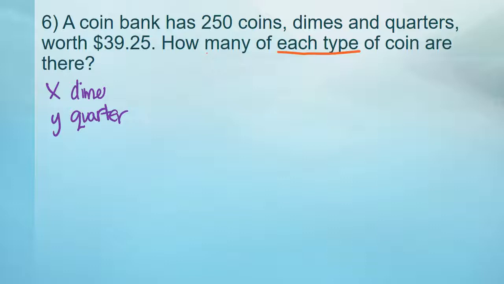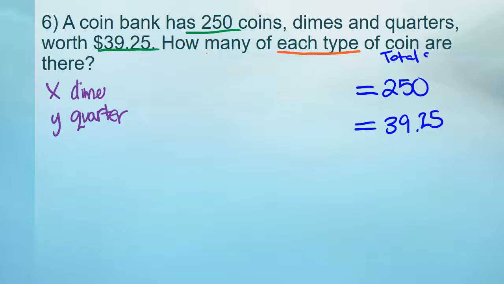Let's underline all our numbers. 250 coins, $39.25. Now, I know those are both totals, so let's start there. I'm going to have equals. I'm going to have 250 coins, and I'm going to have $39.25. Those are my totals.